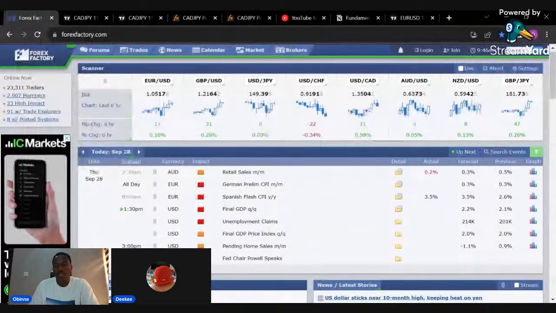Then we have unemployment claims. Unemployment claims has a high impact on the market. Okay, let me see. The expectation is 214. Last month was 201. So they're expecting the unemployment claims to be higher. If it's higher, it's going to be bad for the economy. If it's lower, it's good. You don't want people to be unemployed, definitely.